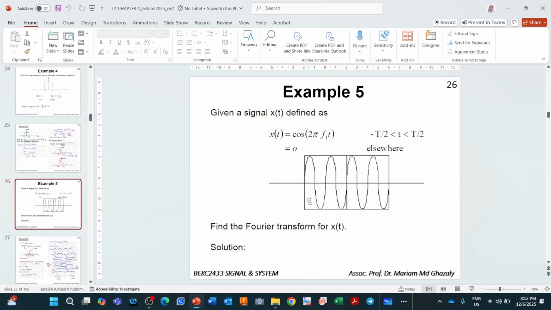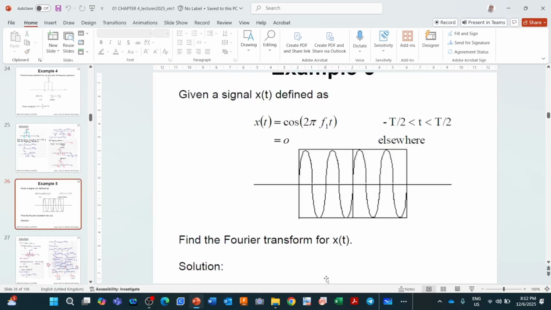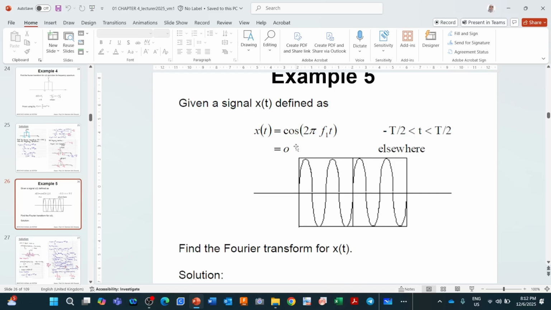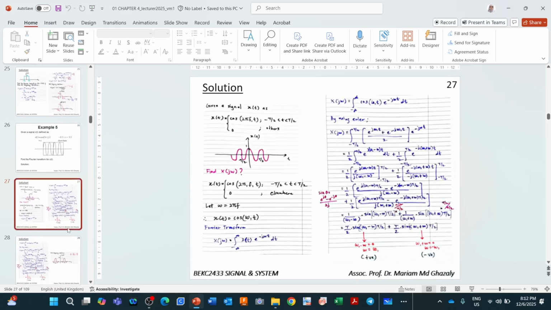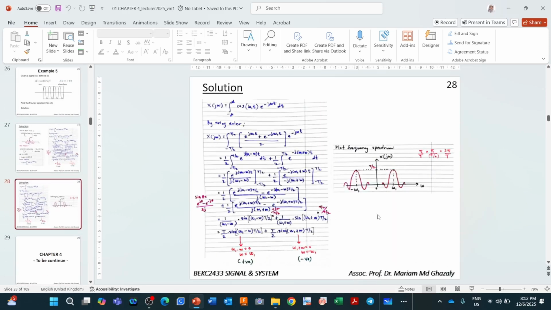Another example here, I won't go through it because it's going to be long. If you're given a cosine wave, how to get the Fourier transform is that you go through the solution, and in the end you get two sinc values, left and right. So go through that if you want.